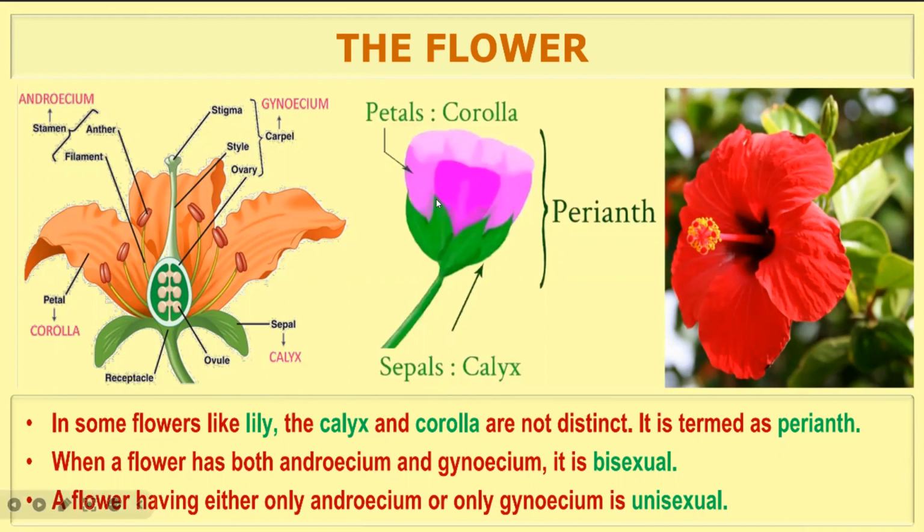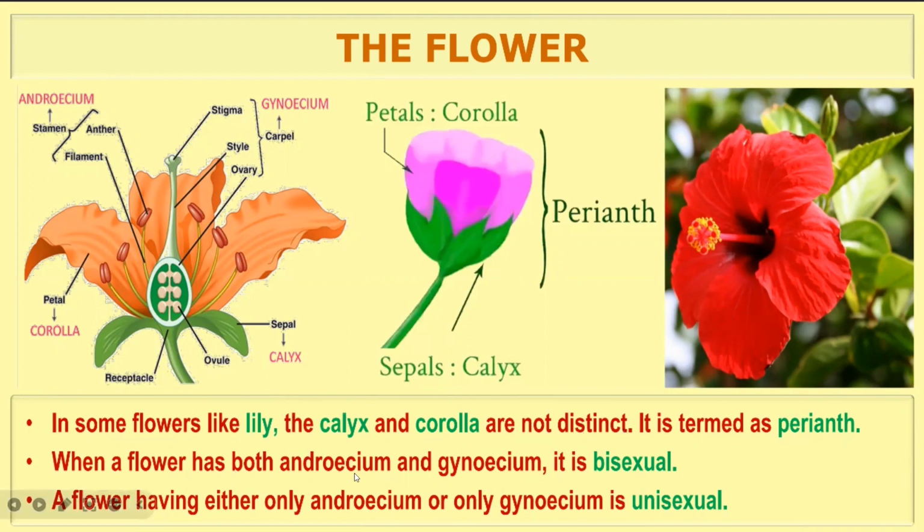For example, here you can at least distinguish them. But if you see an actual flower, the calyx and corolla are just joined, and you cannot differentiate between them. Or sometimes the calyx, instead of being green, will be colorful. So that is called perianth. Perianth means the calyx and corolla are not distinct.